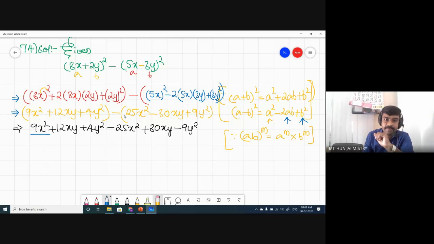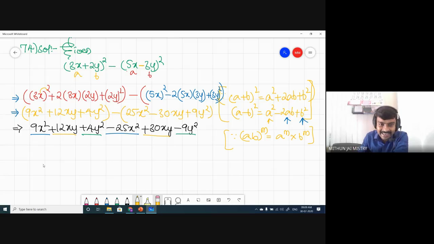Now, children, we have two like terms: 9x square plus 25x square. They are like terms. Yes or no? Yes, sir. Plus 4y square minus 9y square. They are like terms. What do you mean by that? They have the same variable, y square. And in a similar manner, 12xy and 30xy are also like terms because they have xy.